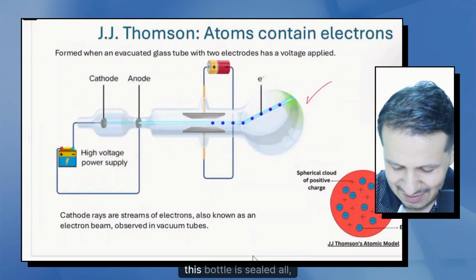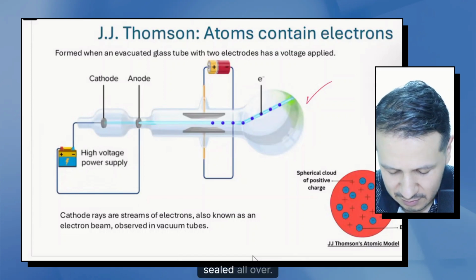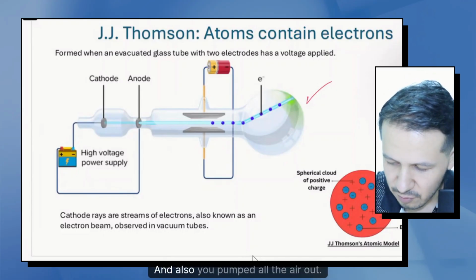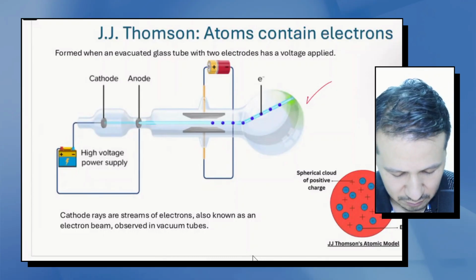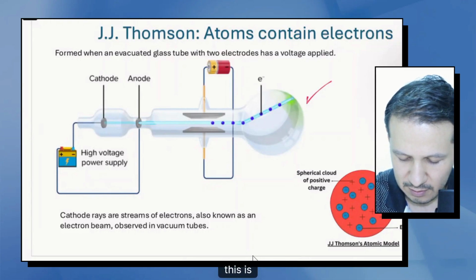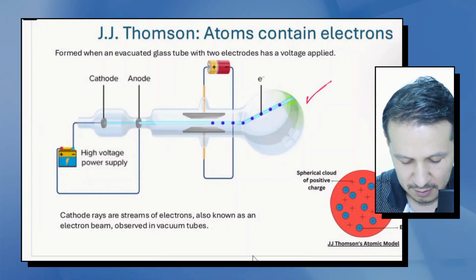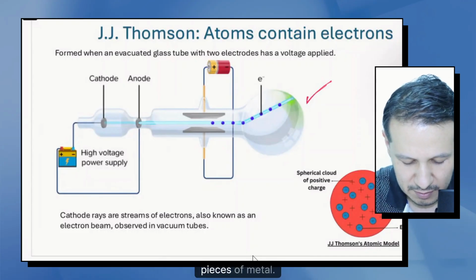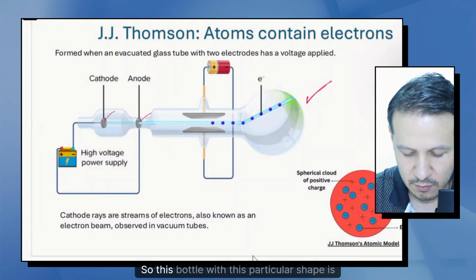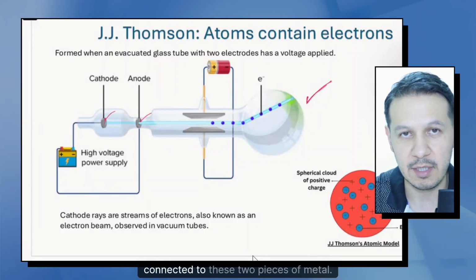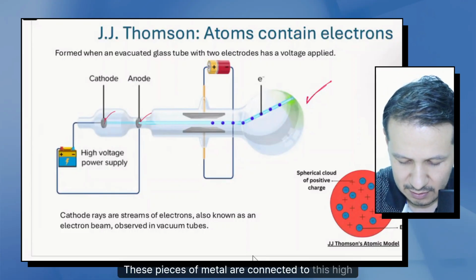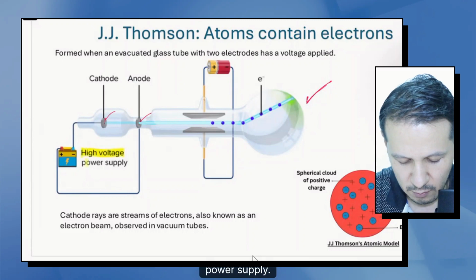This bottle is sealed all over, so there is no escaping of air, and also you pumped all the air out. Now, once you pump all the air out, this is how to set up the experiment. There are two pieces of metal, one here and another here. This bottle with this particular shape is connected to these two pieces of metal. These pieces of metal are connected to a high voltage power supply.